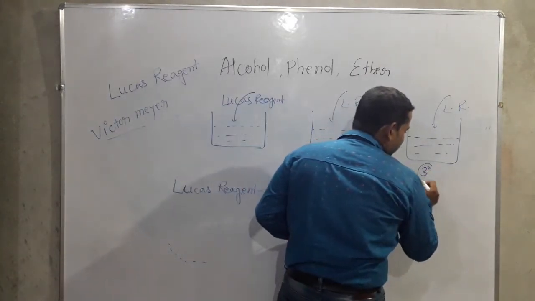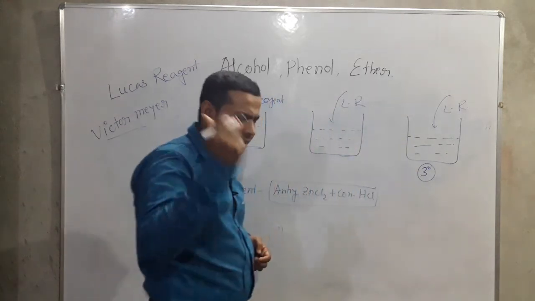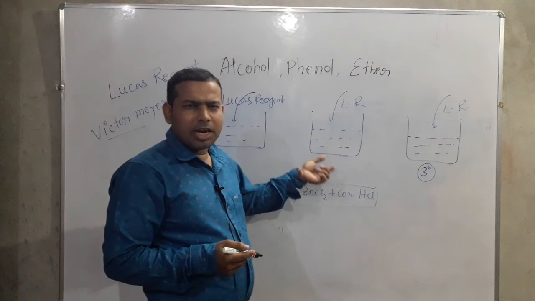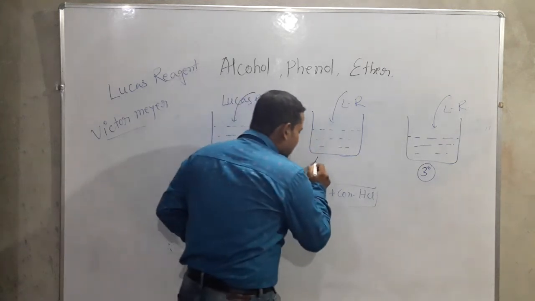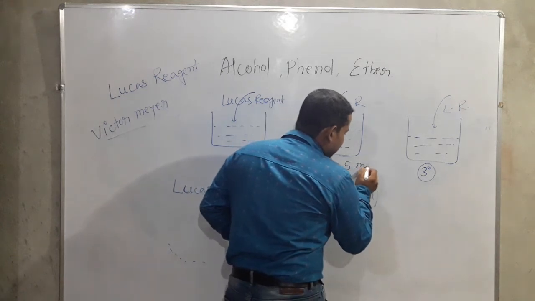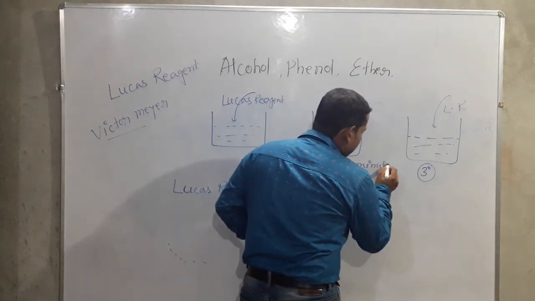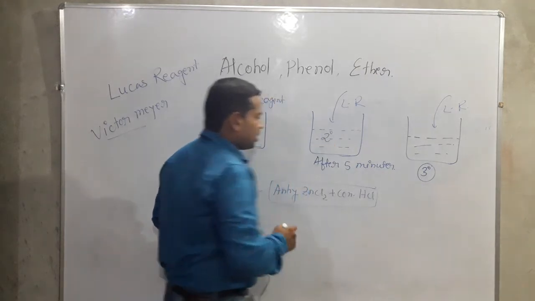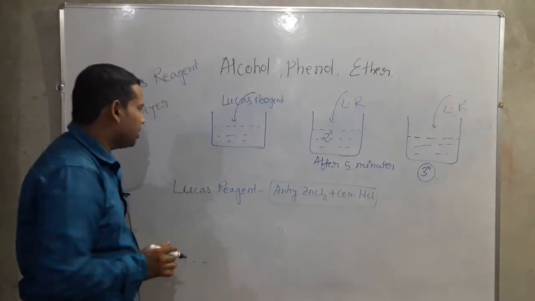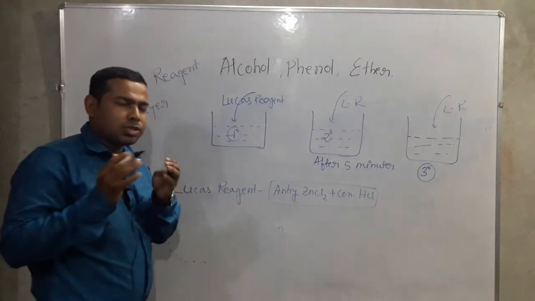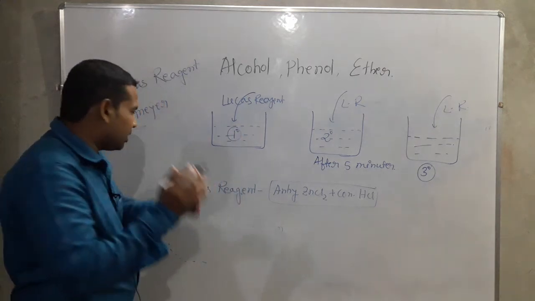Tertiary alcohol shows it immediately, within a few seconds. Secondary alcohol shows turbidity after 5 minutes. But primary alcohol is unable to show turbidity at room temperature.